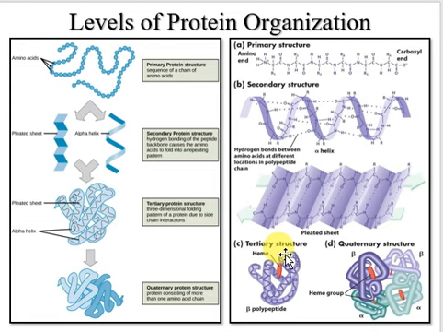So there are 4 levels of protein structure. Primary, secondary, tertiary, and then quaternary. Quaternary doesn't exist in all proteins. Some proteins that only comprise one polypeptide polymer don't have quaternary structure.